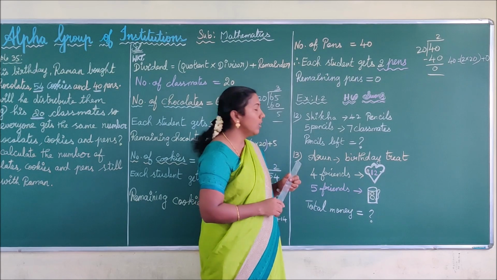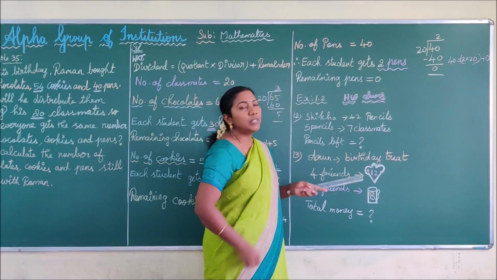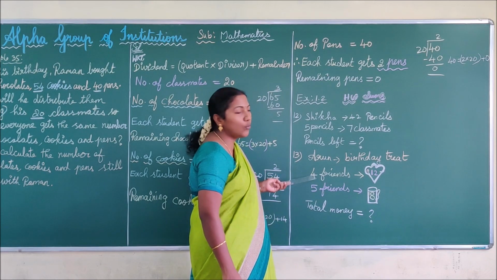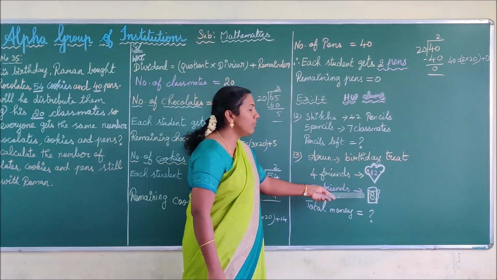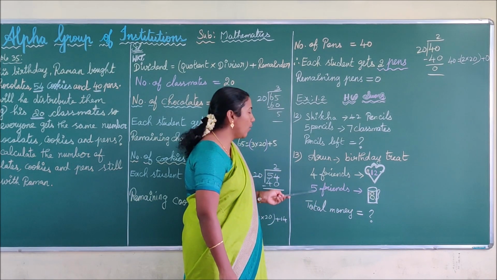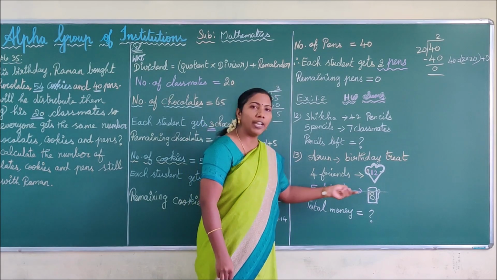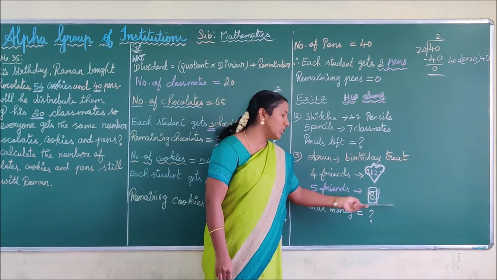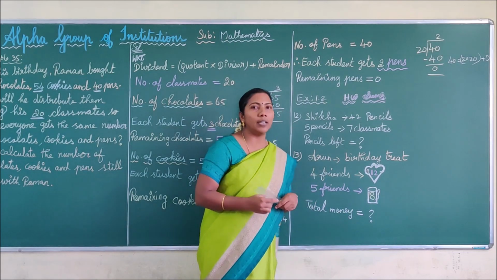How can you find? The cost of one ice cream is 12 rupees. How many ice creams will he order? 4 friends. So 4 into 12, you find the amount. How many juices will he order? Only 5 friends chose the juice. So he ordered 5 juices only. So 5 into 8, you get one answer. By adding the numbers, you get the total amount spent by Arun on his birthday treat.